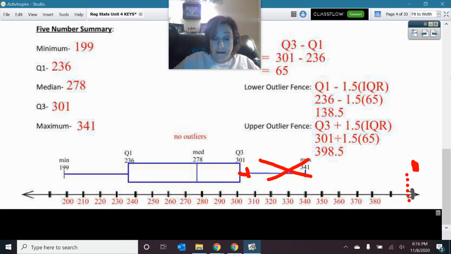That's the important point. Okay, so hopefully you did okay on those practice examples, and we will get to some practice again on that tomorrow. And I do know those will have outliers, so you'll need to practice getting those whiskers to the next piece of data inside the fence.